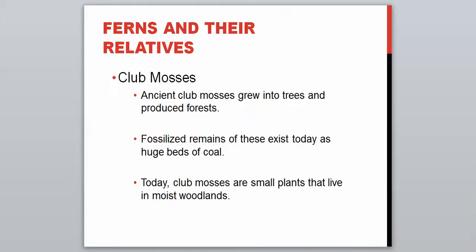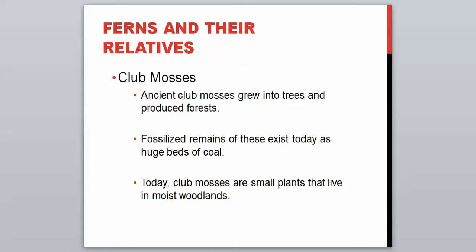So our first relative that falls under the seedless vascular plants are known as club mosses, and these ancient club mosses grew into trees and produced forests. So our very first forests were a result from these club mosses. Now over time there are only smaller ones. The fossilized remains of these exist today as huge beds of coal. If you did not know, a lot of our fossil fuels formed from dead plant matter that has been compressed over many years. So that's how coal is formed. It's a bunch of club mosses.